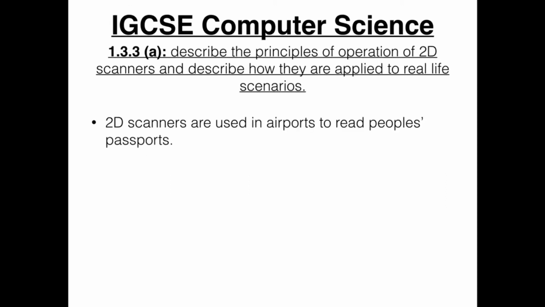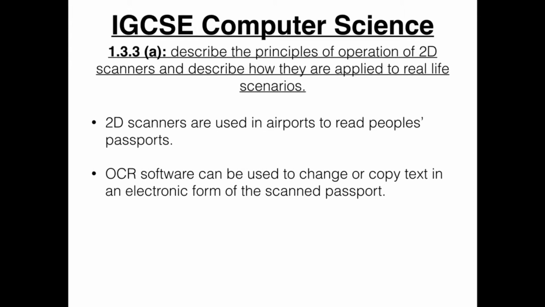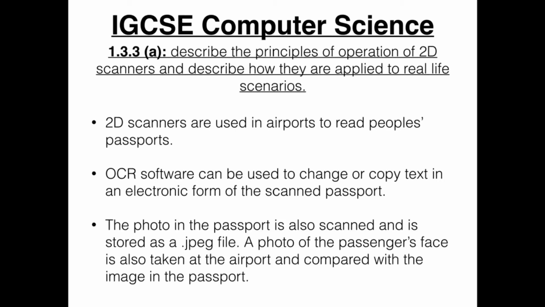Let's look at the uses of 2D scanners. They can be used in airports to read people's passports. OCR software can be used to change or copy text in the electronic form of the scanned passport. The photo in the passport is also scanned and stored as a JPEG file, although not necessarily only a JPEG file. That's just an example.